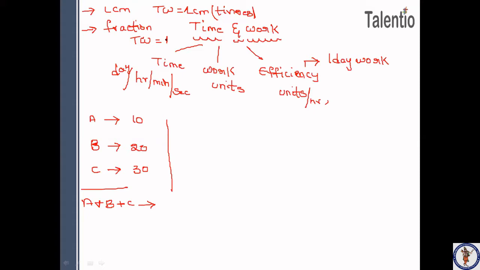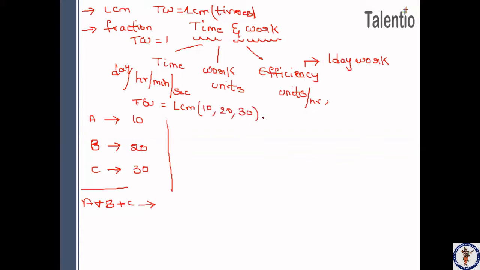And what is the methodology to solve the question, ma'am? Now how to solve the question? I will use LCM method to solve the question. In LCM method, my total work equals to LCM of times, nothing but LCM of whatever times they have given. How many times they have given? 10, 20 and 30. If they give one more term also, consider one more term.